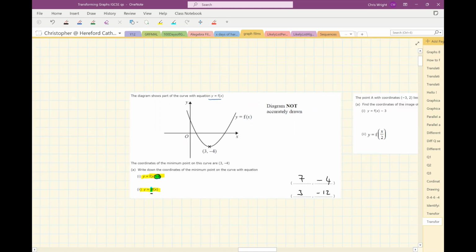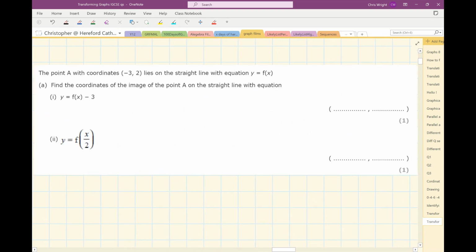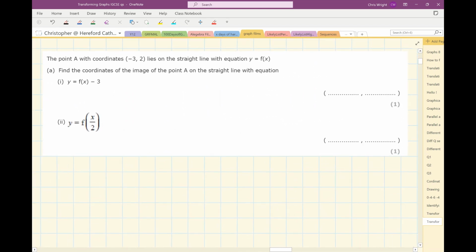Okay, here's one for you to have a go at. Pause the film, have a go, and then I'll talk you through my solution.